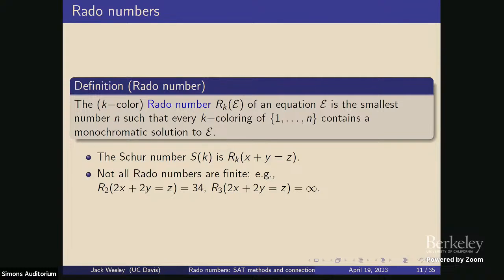But Rado numbers behave slightly differently in general. It turns out they don't really always exist. So for this equation, 2x plus 2y equals z, the 2-color Rado number happens to be 34. But for 3 colors, you can actually 3-color all of the positive integers while avoiding these solutions. And in this case, we say that the number is infinity.